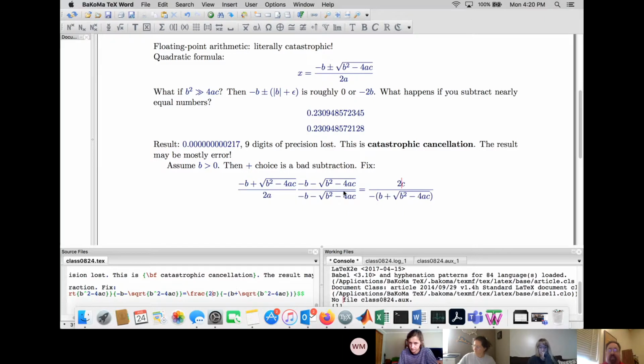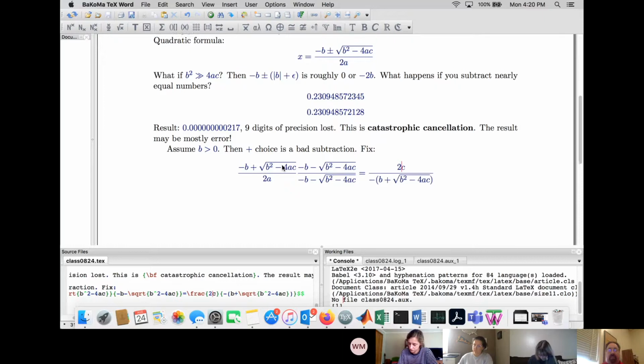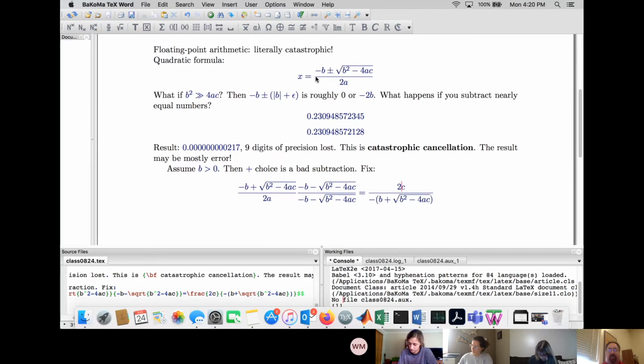There. So here's your other quadratic formula. What happens is, again, assuming b is positive, we go ahead and use this formula for the case of a minus sign. That one's okay. For a plus sign, we don't use the original formula, we use this one. So in other words, we can use both these formulas, and each one will compute one of the roots safely. If b is negative, then we just do the opposite. We use this one for a plus sign and we fix the minus sign root in this case using the same approach.